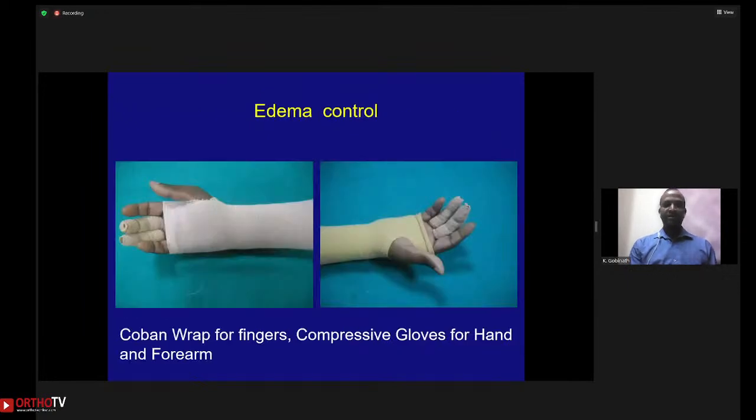Edema is also a main problem in these replanted patients, so we have to take care of the edema, like Coban wraps for the fingers and compressive gloves for the hands. Along with protective motion, edema control will surely increase the tensile strength and the movements.